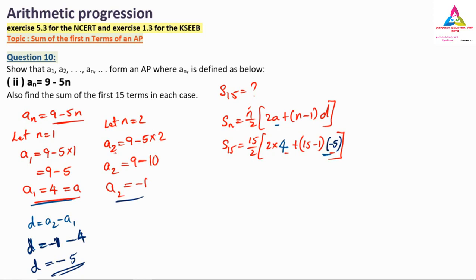Next we will continue, that is S15 is equals to 15 by 2 into 2 into 4 is 8 plus 15 minus 1 is 14 into minus 5. Okay, so now 15 by 2 as it is, 8 I have to write down as it is because I can't add 8 plus 14, because by the BODMAS rule you have to multiply first. So plus 14 into minus 5. So plus into minus is minus. 14 5s are 70, remember.